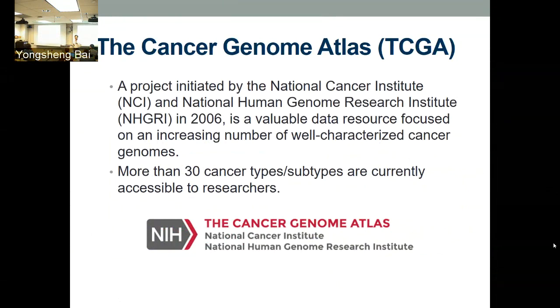cancer signature. They conducted this through next generation sequencing technology, because many years ago we did not have that technology. This project has sequenced more than 30 cancer types and subtypes, and now the data are publicly available to the community. For some additional, more detailed data, you have to request access through the NIH portal site.